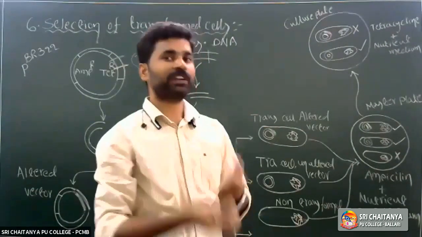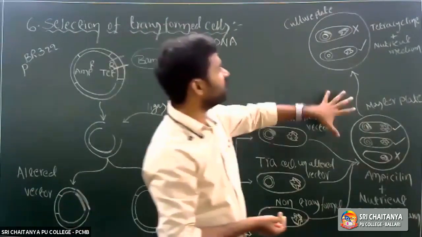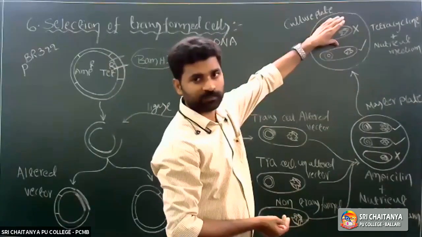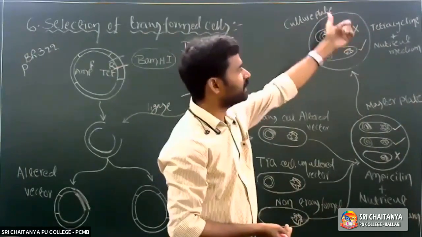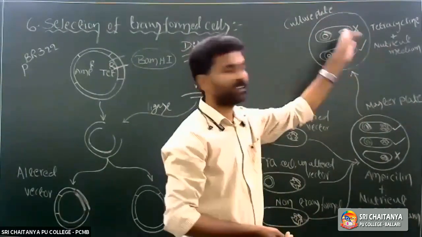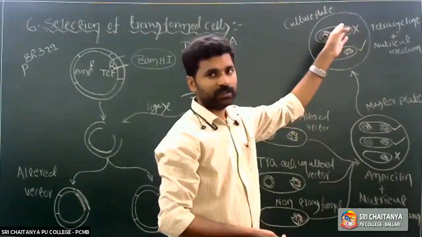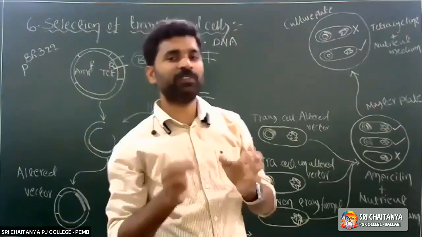Is it clear? But how? We need the first type of bacterial cells only. But those bacterial cells completely lead to death in tetracycline nutrient medium. But how will we identify them?